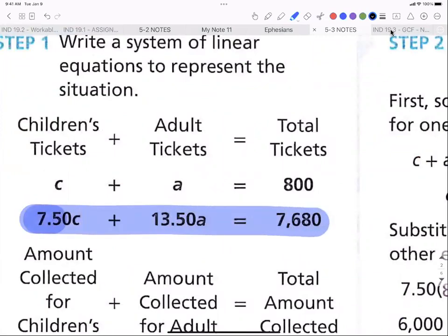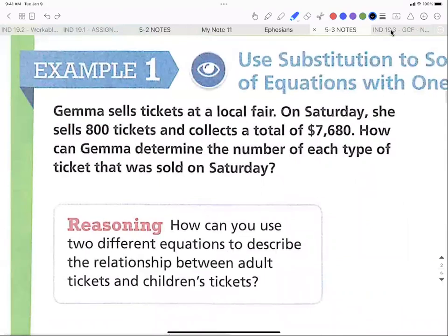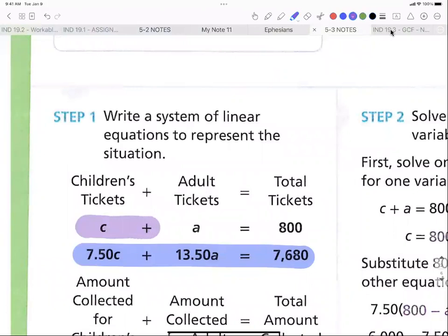It says children's tickets were $7.50 per children's ticket, so 7.5 times C, plus $13.50 times A, so that's children's tickets times adult tickets, equal a total of $7,680. Okay, that's one equation that we can get from this. The other thing it told us is that they sold a total of 800 tickets in all. So the number of adult tickets plus the number of children's tickets totaled 800. So children's tickets plus adult tickets was 800 tickets.